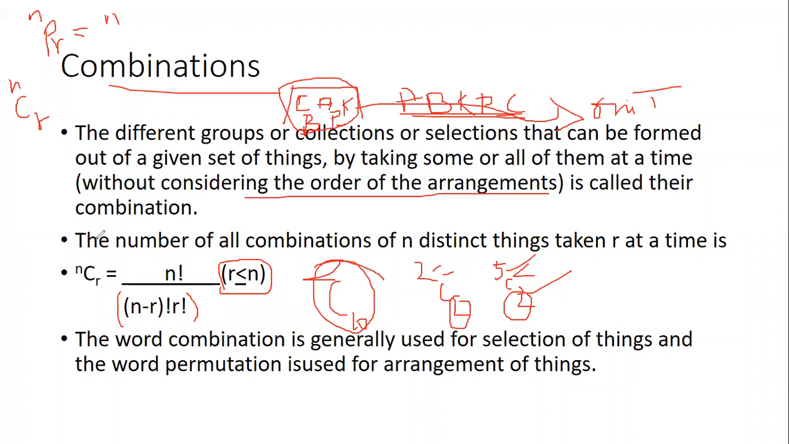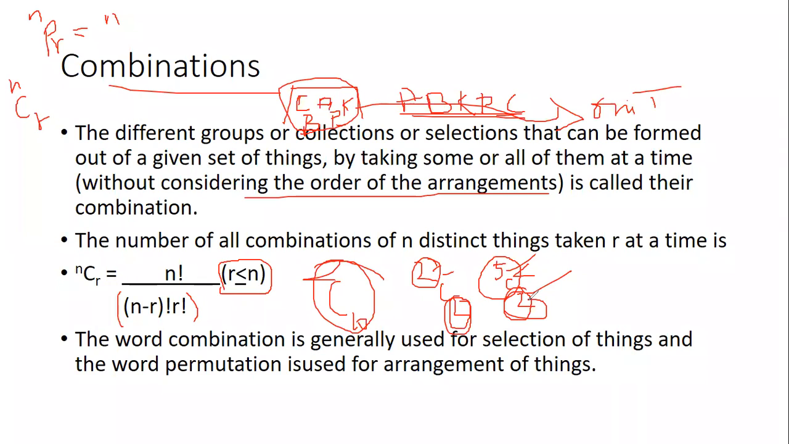Fine. So that is the formula for combination. Now, what does this say? The number of all combinations of n objects taken r at a time. So out of 2 objects, I am taking all the 2 objects. Out of 5 objects, I am taking 2 objects. The concept is very similar to permutation, but the only difference is that in permutation, we will consider the order of arrangement. In combination, we don't.